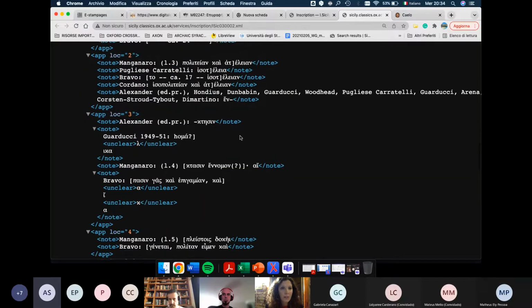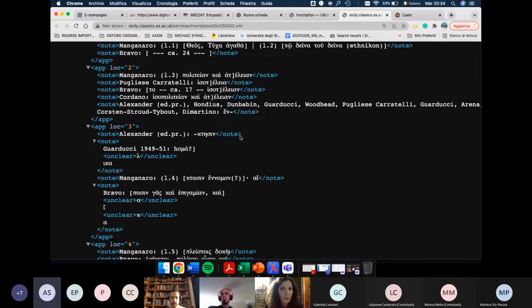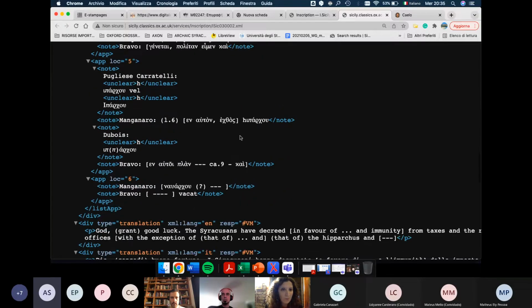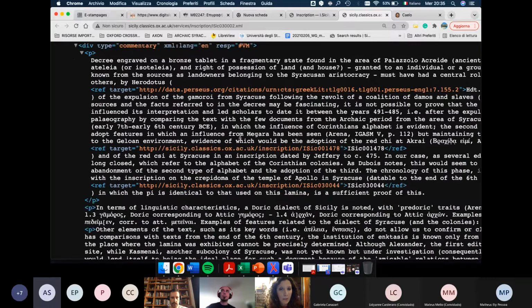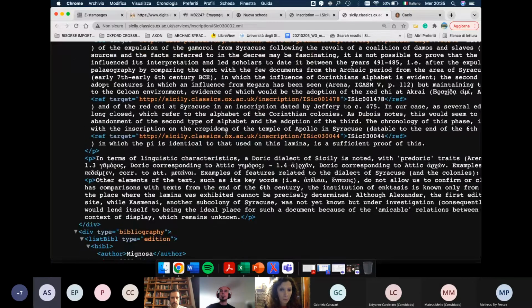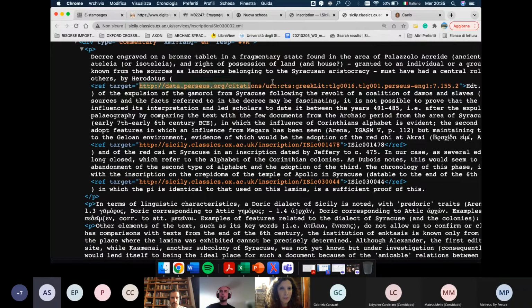And then, of course, you have the apparatus, so all the different readings of the same inscription, and the translation in English and Italian, because the project is about Sicily, so Jonathan Prag decided to give all the text also in Italian, and a commentary in which you can add an online reference to other inscriptions, or for example to bibliography, or passages in Perseus.